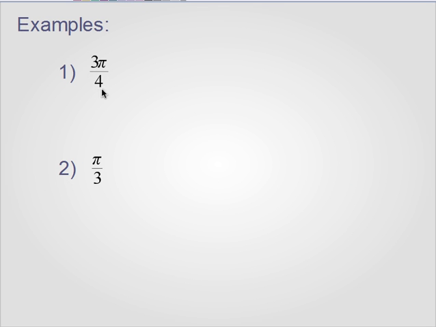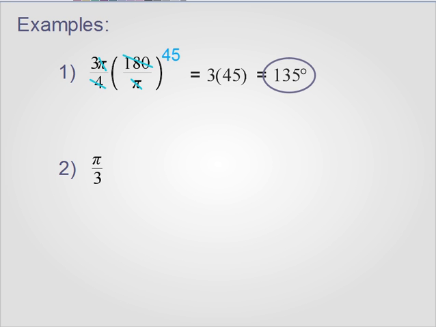So let's try. Let's start with 3 pi over 4. If I multiply that by 180 over pi and reduce, I'm going to get 3 times 45, which is 135 degrees. When I reduce, remember the pi over pi reduce, but so does the 180 over 4. 180 divided by 4 gives me 45. That's why I have 3 times 45 left over. You can simply multiply straight across the numerator and denominator before you reduce. You're still going to end up with 135 degrees.